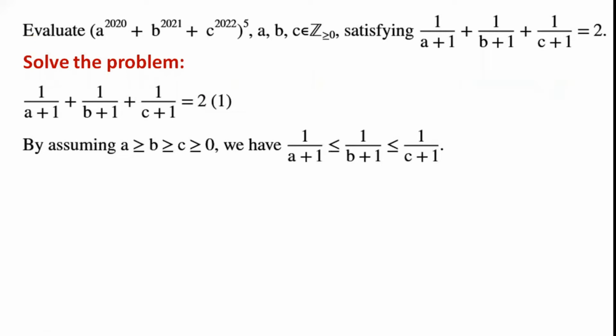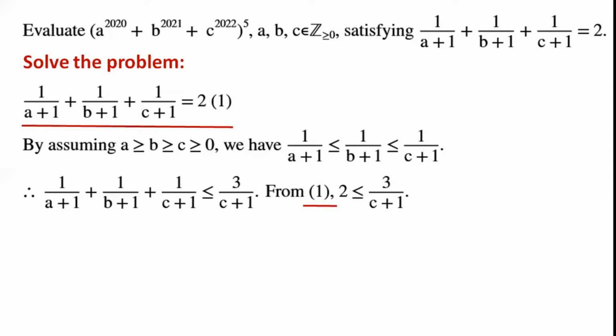By assuming a ≥ b ≥ c ≥ 0, we have 1/(a+1) ≤ 1/(b+1) ≤ 1/(c+1). So 1/(a+1) + 1/(b+1) + 1/(c+1) is less than or equal to 3/(c+1).